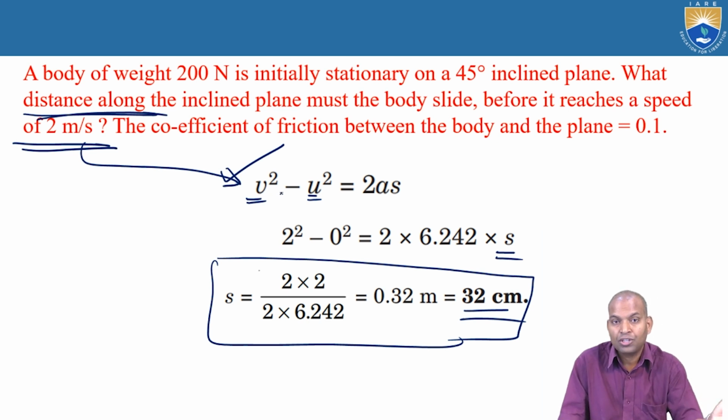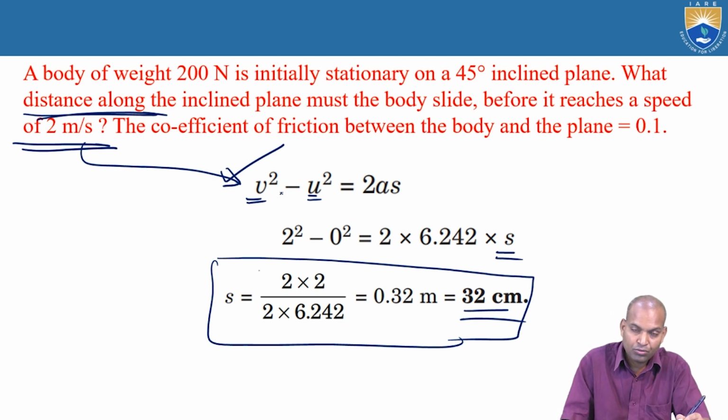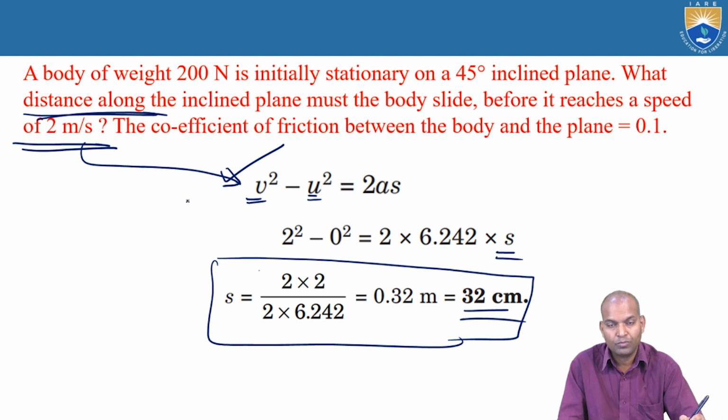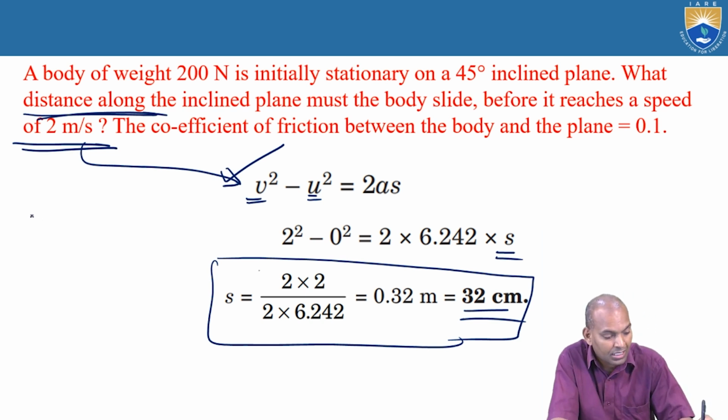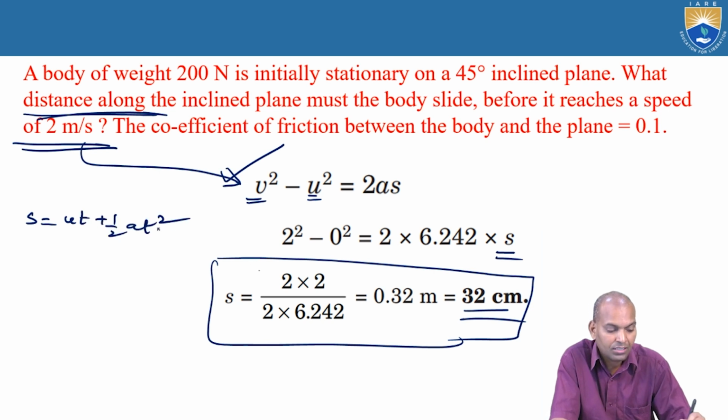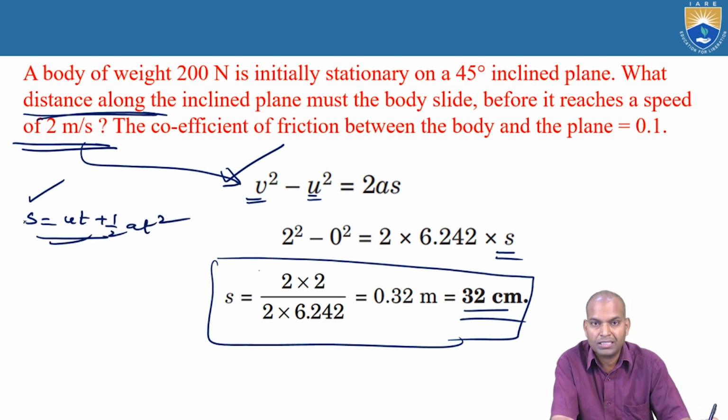Kinetics involves kinematics along with the force. That's why we use the force equation, F equals mass times acceleration, and the equations of motion, such as v square minus u square equals 2as. There is another equation, s equals ut plus half a t square. Why didn't we use this equation? Because here the time is not given.